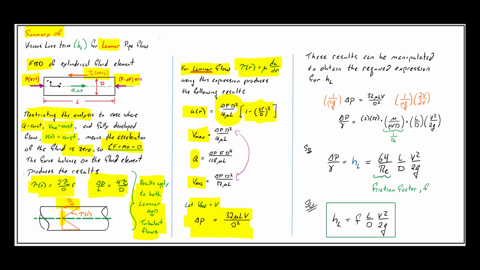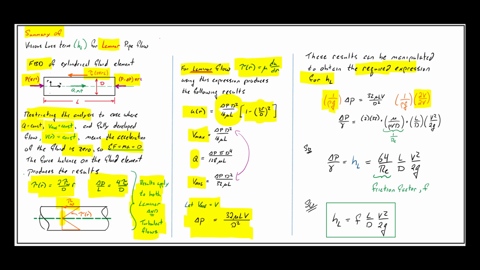All right, so now we can take these results, and we're essentially manipulating them to obtain the required expression for HL, and we'll find out that the required expression is sort of being driven by the analysis for the turbulent form that comes from dimensional analysis. But essentially what we're doing is some machinations here. So we divide both sides by the specific weight, 1 over rho g, and then I multiply the right-hand side by 2V over 2V, multiplying it by 1, and I get this expression.